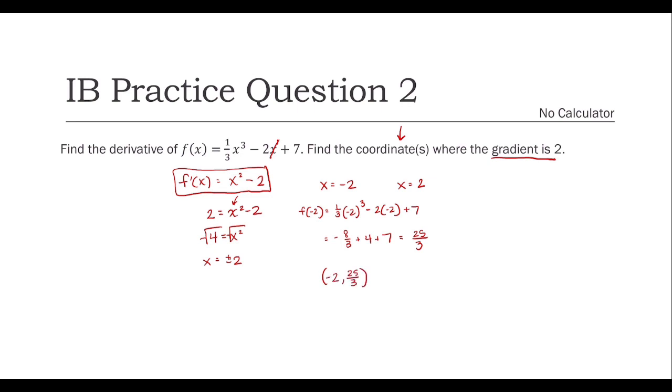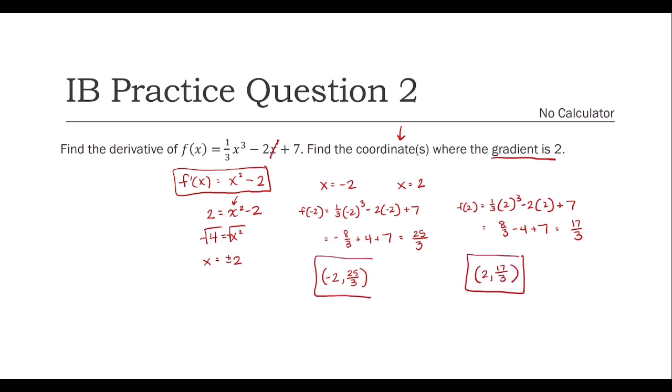And then when x equals 2, we'll have f of 2, which equals 1/3 times 2 cubed minus 2 times 2 plus 7, which equals 8/3 minus 4 plus 7, which equals 17/3. So our other coordinate would be 2, comma, 17 over 3. So these are the coordinates where the gradient is 2.